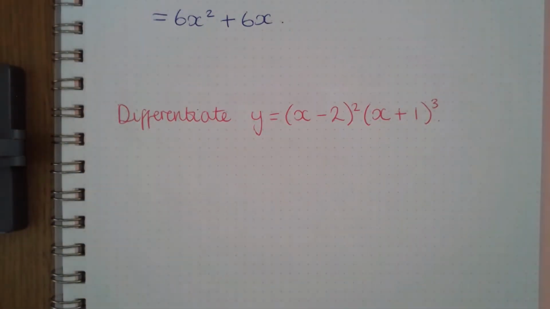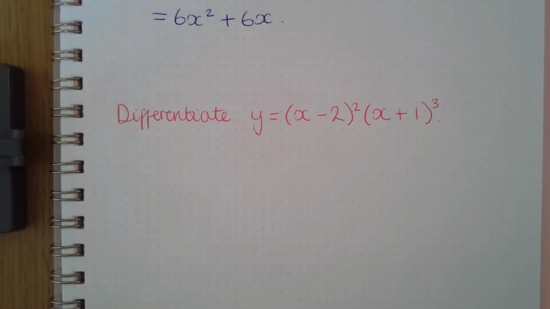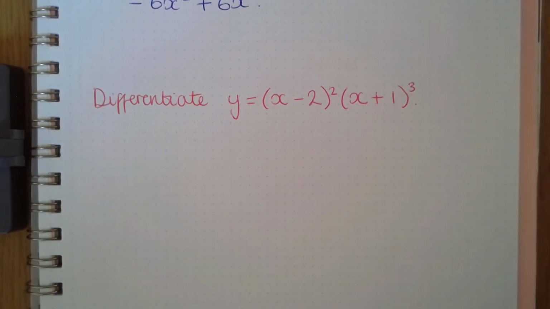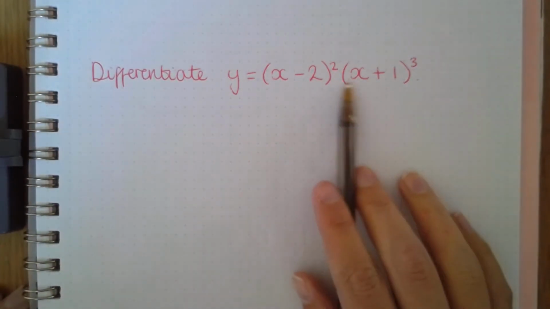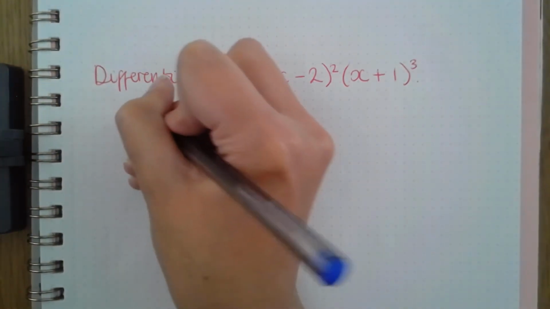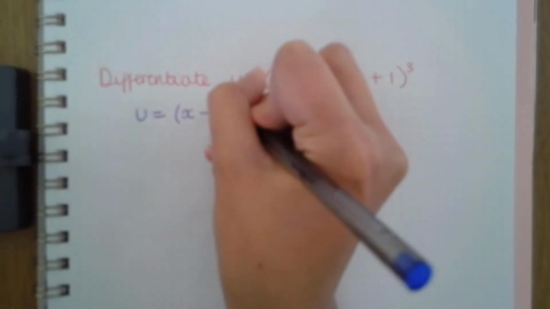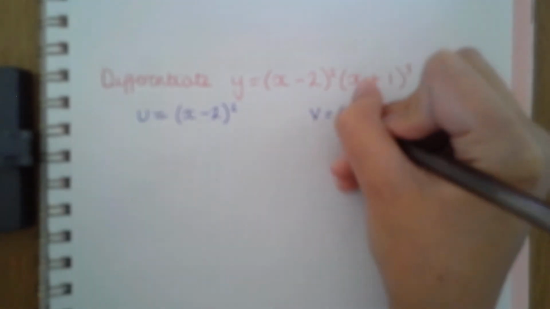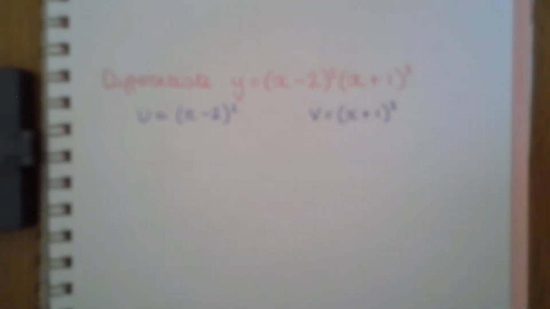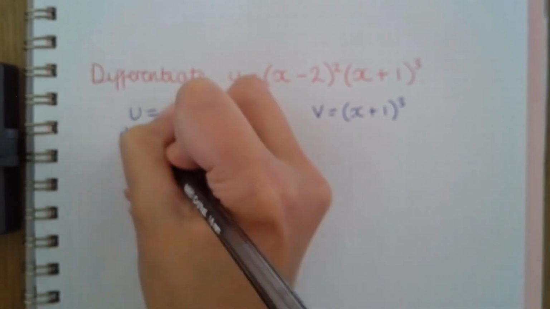Okay, so the next example is this one. So this is a question where you definitely wouldn't want to expand out your brackets, because that would take a lot of time, and the A-level exam is already quite tight for time. So we want to differentiate y equals (x take 2) all squared, (x plus 1) to the power of 3. So my u is (x take 2) squared, and my v is (x plus 1) cubed. So I'm going to differentiate them both.